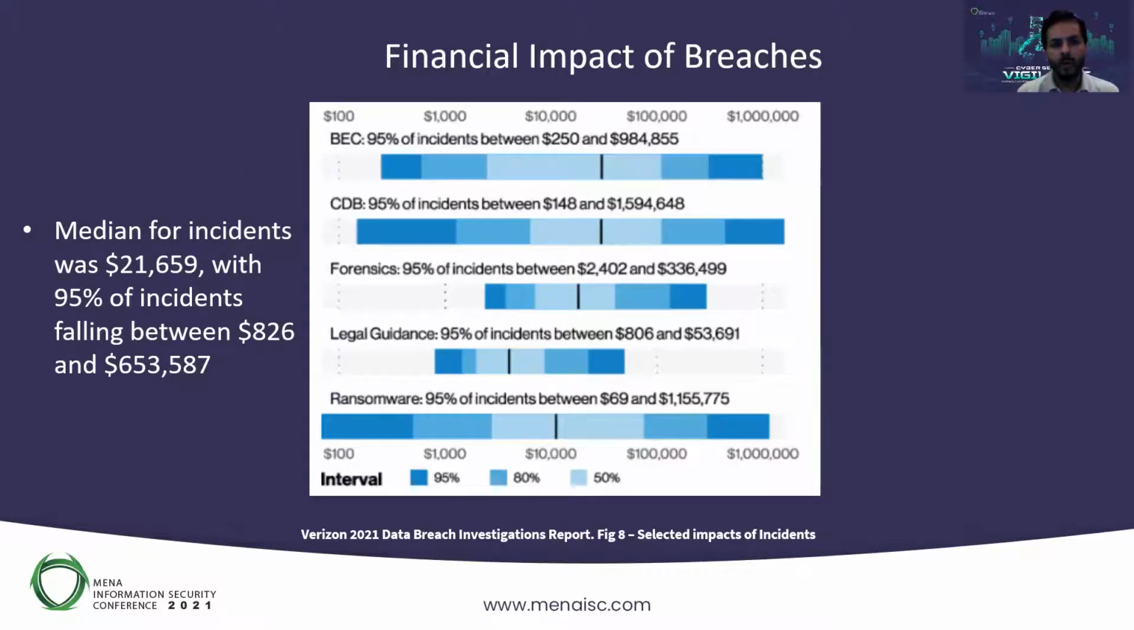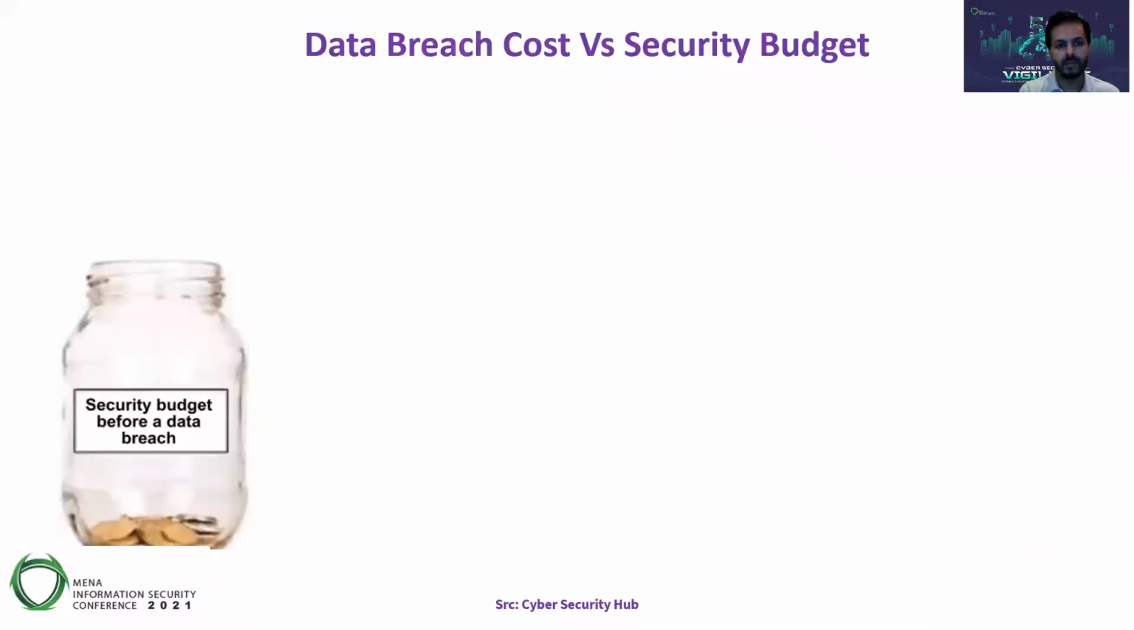So in the Verizon DBIR report that's just been released, the median average for where breaches resulted in financial loss, because not all breaches result in financial loss, was about $21,000, with 95% of incidents falling between $826 and $654,000. So there's a huge range there, but the upper end can be very significant. So again, not to be underestimated, the financial impact there.